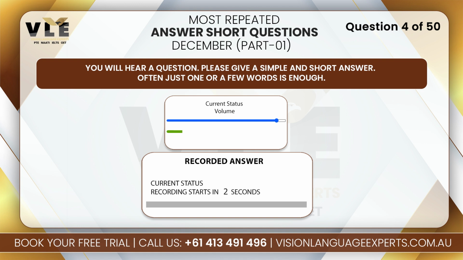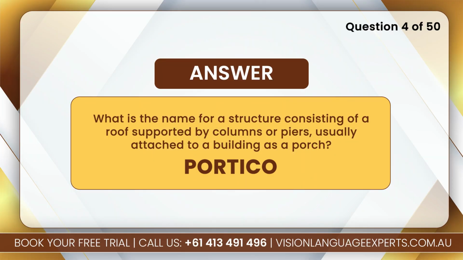What is the name for a structure consisting of a roof supported by columns or piers, usually attached to a building as a porch? Portico.